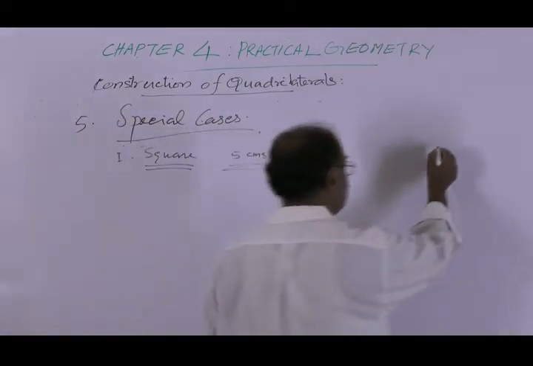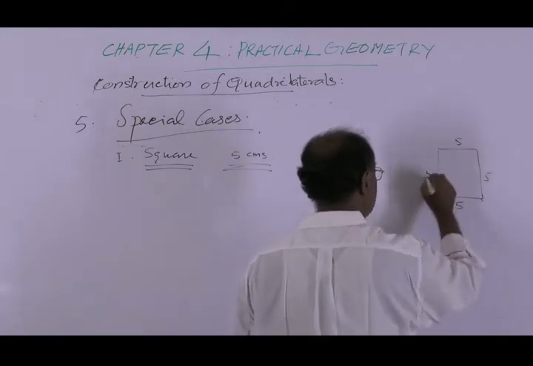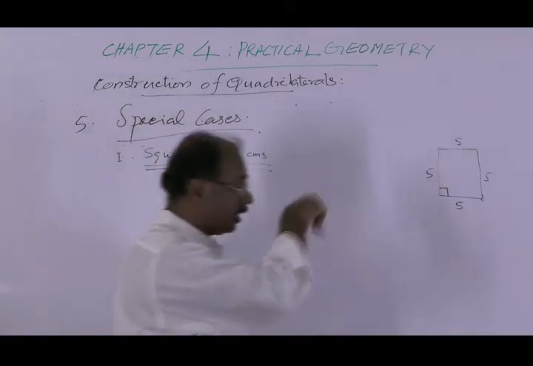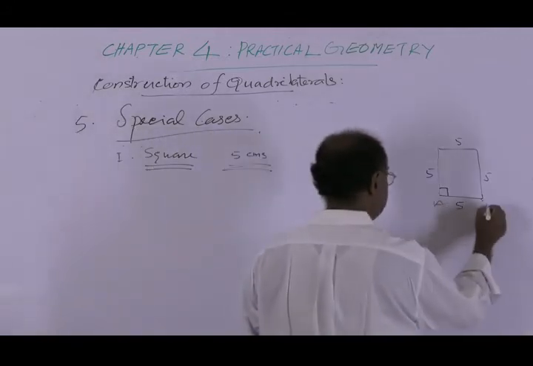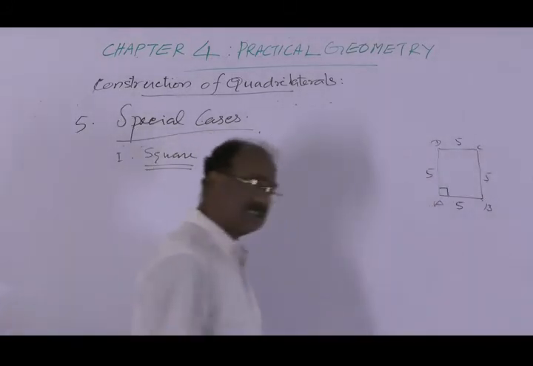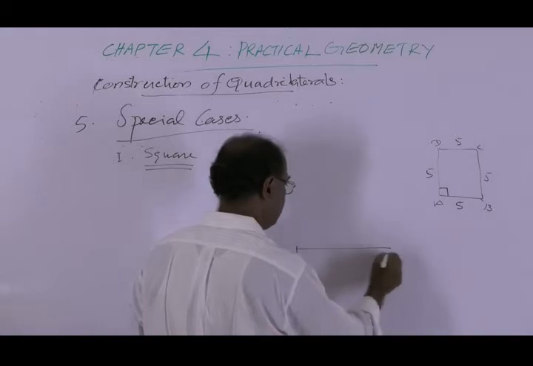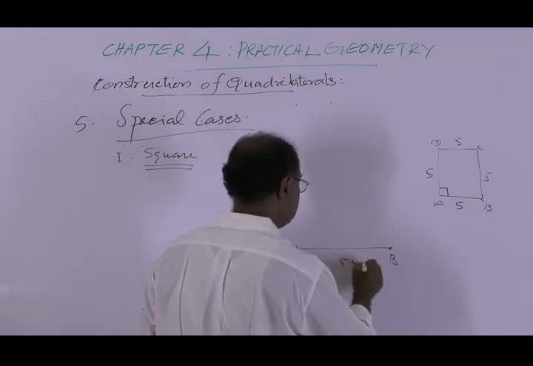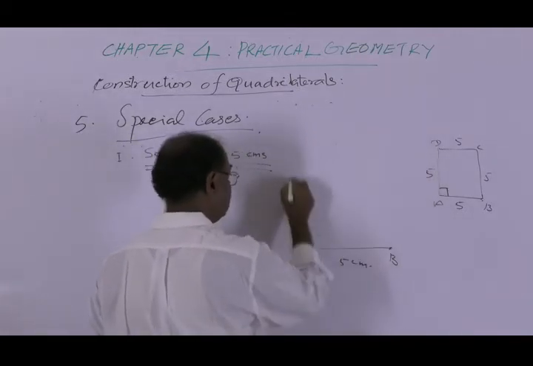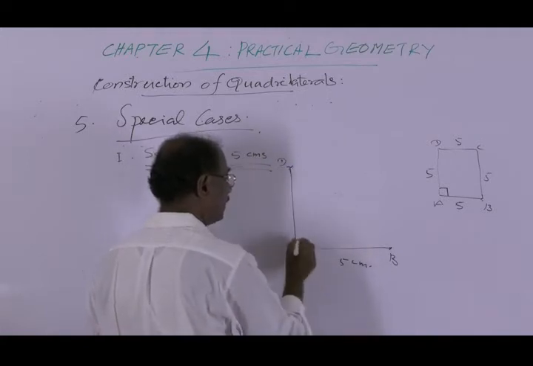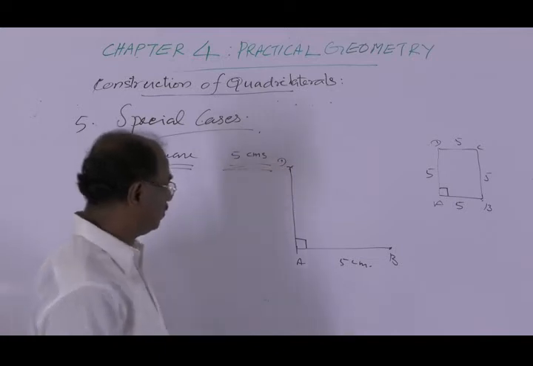A rough diagram of the square will be like this: 5, 5, 5, 5, and all 4 angles 90 degrees. Suppose this is ABCD. Then we can construct it very easily. First we draw the side AB with a ruler, AB 5 centimeters. Then we construct AD, making this angle 90 and this distance 5.